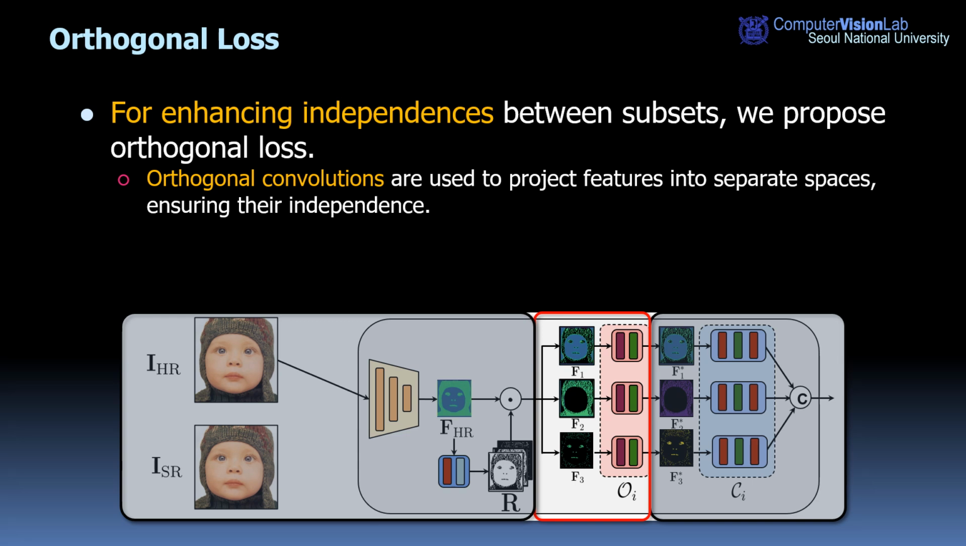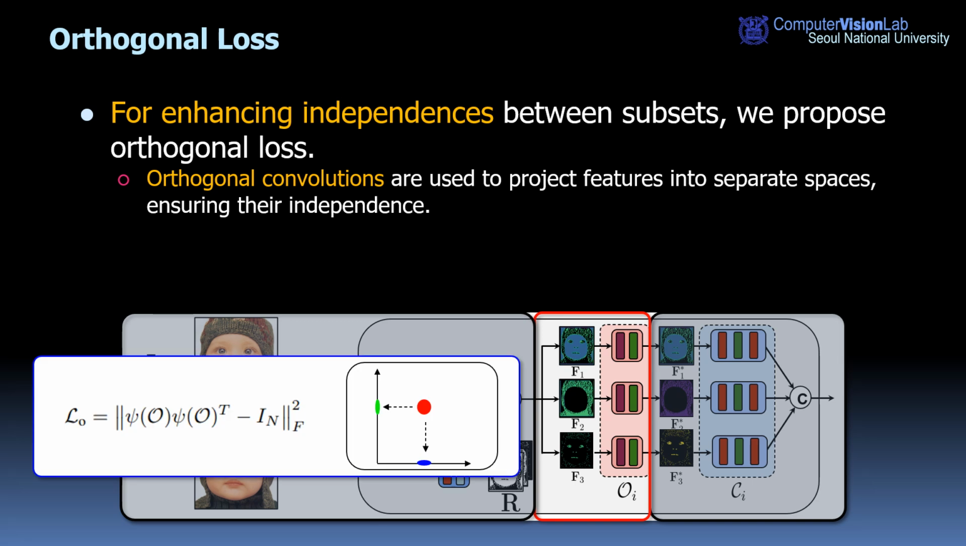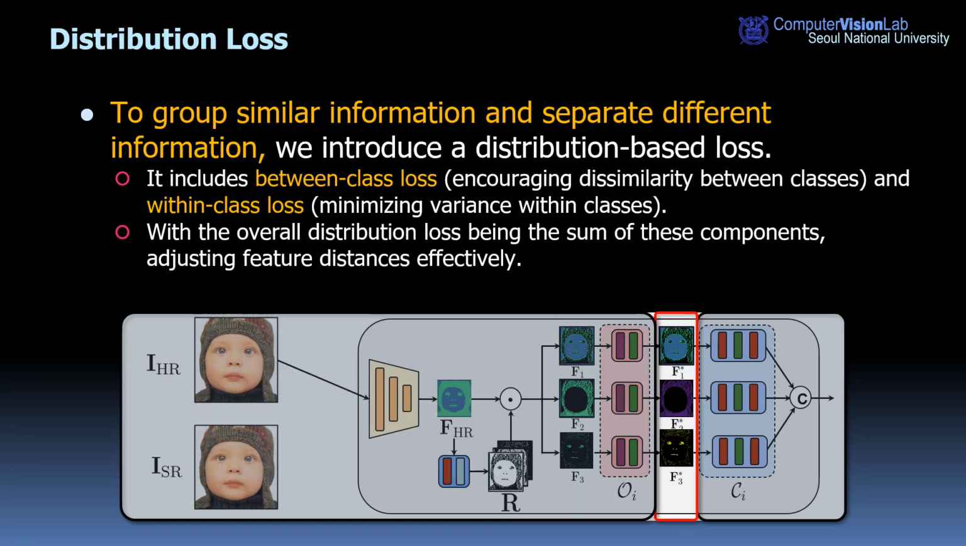In CalGAN, we enhanced classification by ensuring distinct features for separate classifiers. We achieve this with orthogonal convolutions O_i that project features into a new space. Orthogonal loss optimizes the weights O, making sure each O_i provides unique, independent information.